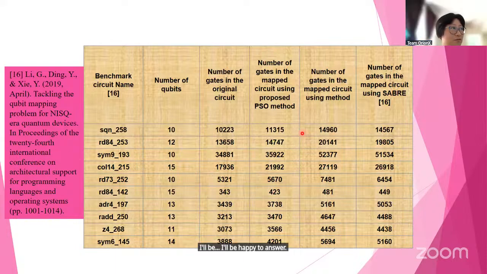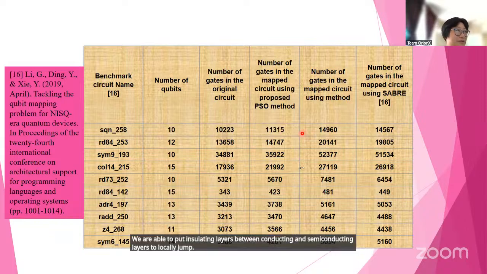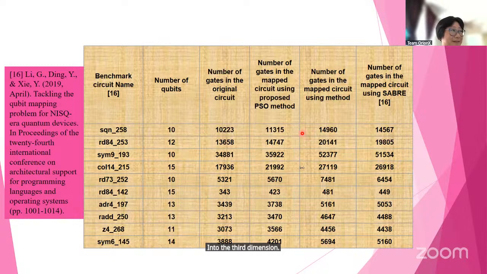I noticed George Sibberland has a comment. At the nanoscale, we are able to put insulating layers between conducting and semiconducting layers to locally jump into the third dimension. It's just a comment.